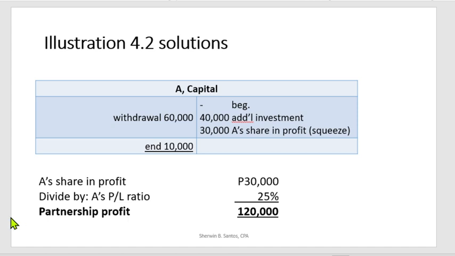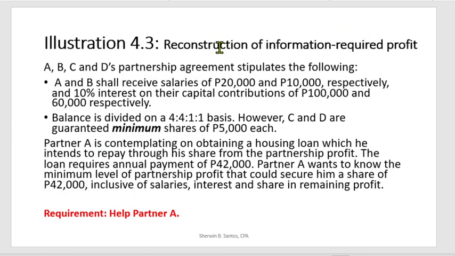120,000. So, mayroong mga ganyang klaseng questions na medyo tricky on the side. Next, let us still reconstruct information kapag naman may required profit. So, same logic yung ginagawa natin. Pero ito, dagdagan pa natin ng another complication. So, there are 4 partners.